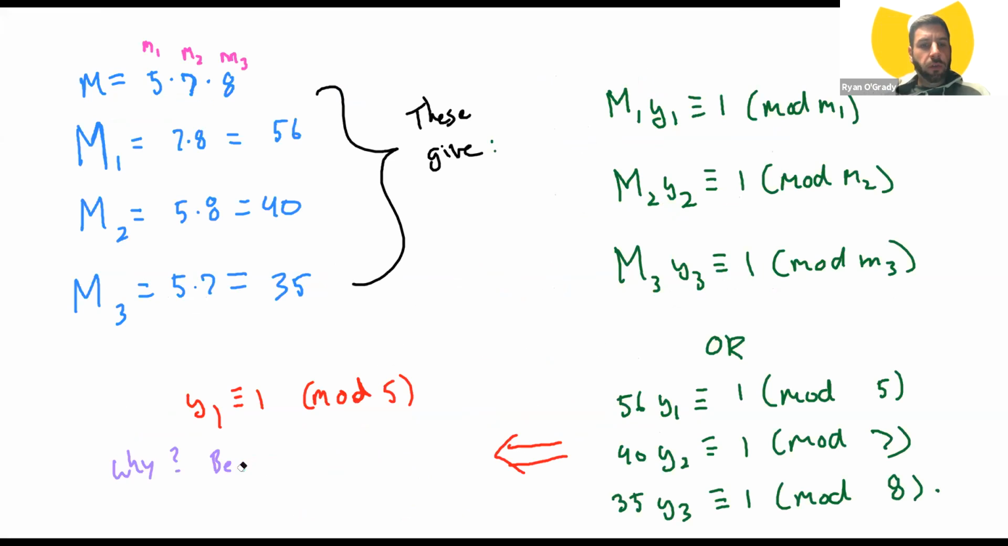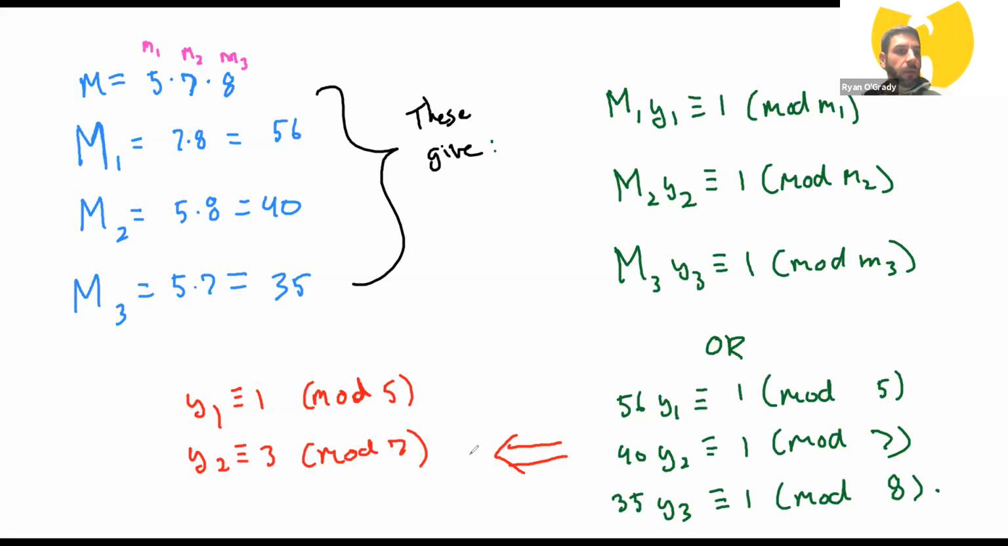Well, let's ask ourselves, what happens when we take 40 minus 1? Is 39 divisible by 7? No. Is 80 minus 1, 79, divisible by 7? The answer is no. What about 120? If I take 120 and subtract 1, I get 119. Is 119 divisible by 7? And the answer is yes. 119 is divisible by 7. So since 119 is divisible by 7, that tells us that y sub 2 must be congruent to 3 mod 7.